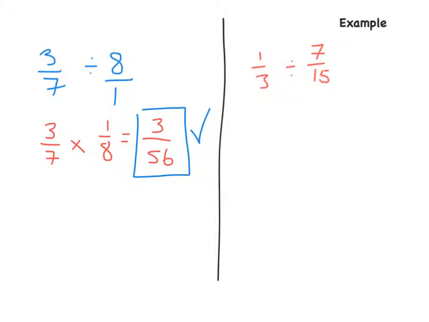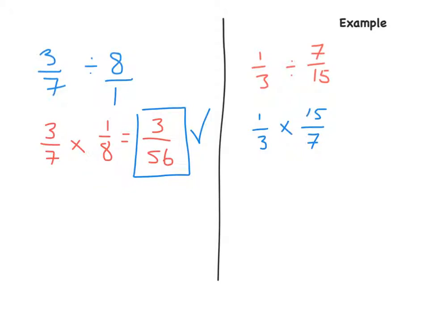So now I want you to pause the video and try to divide these two fractions of 1/3 divided by 7/15, and unpause the video when you're ready to see what I've done. Alright, so remember, when we're dividing fractions, first thing, find the reciprocal of the second fraction. So if we rewrite it, we have 1/3 and we have 15/7. Second thing you do, multiply them.